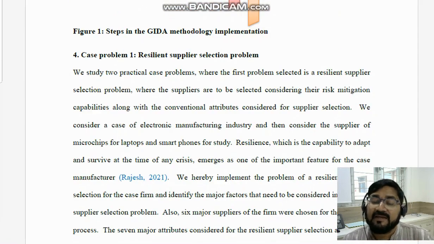Here we are taking a case problem for illustration. You can understand from this. It is about a resilient supplier selection problem. So what is resilience? It's the capability of suppliers to manage or mitigate risk, or you can say to come up from that. So if something is happening, they should be recovering from that and being positioned in a better position than the competitors.